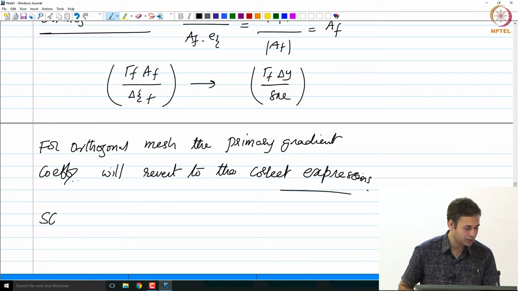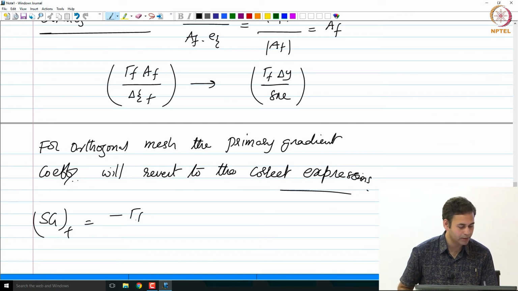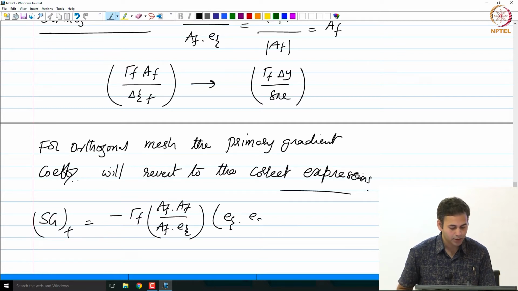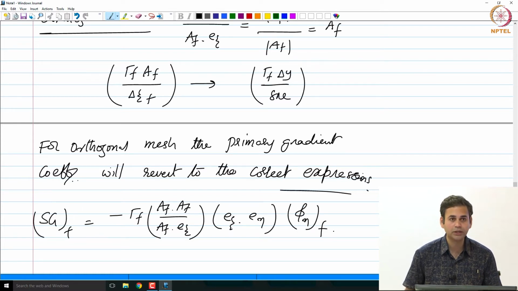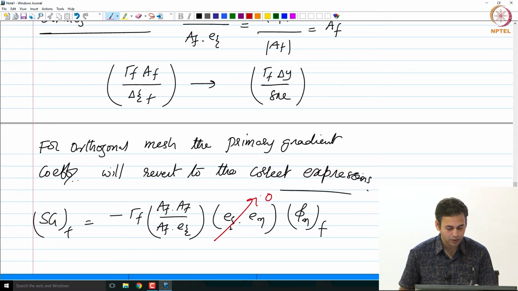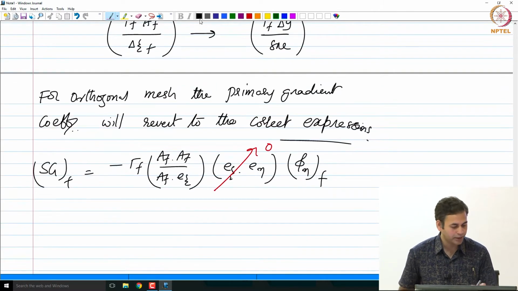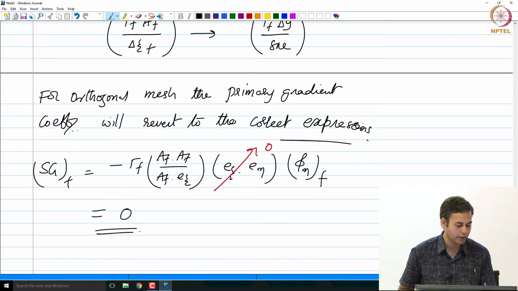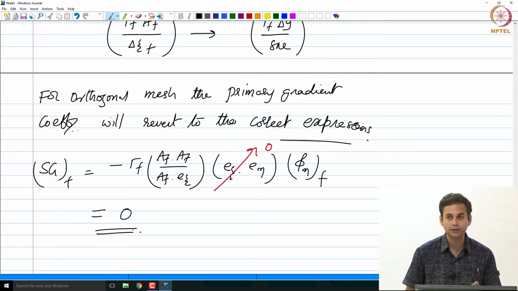Okay, so why would it go to 0? Because the secondary gradient term is nothing but minus gamma f a f dot a f by a f dot e xi times e xi dot e eta times phi eta f. This would go to 0 because e xi dot e eta would be 0 because they are orthogonal. So, essentially this term goes to 0, as a result the secondary gradient term goes to 0 and we get back our orthogonal cell formulation in this particular context. Okay.